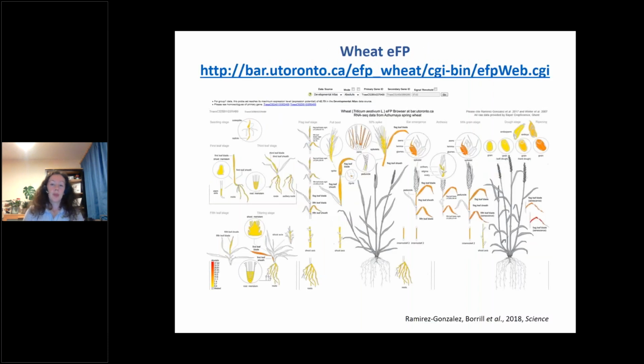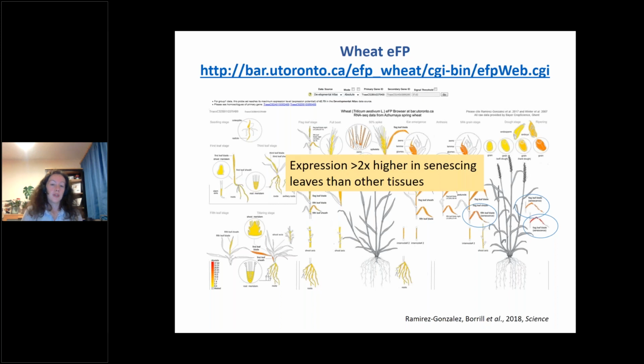So looking at the EFP browser for one of our candidate genes, what we did was look at the gene expression of this gene in flag leaves that were senescing. And this is an independent data set. It's from a completely different variety. So we thought that if the gene was also upregulated in senescing tissues in this variety, that gives us more confidence that it will be involved in regulating senescence. So we prioritized candidate genes that were expressed over 2 times higher in senescing leaves than in other tissues in this independent data set.